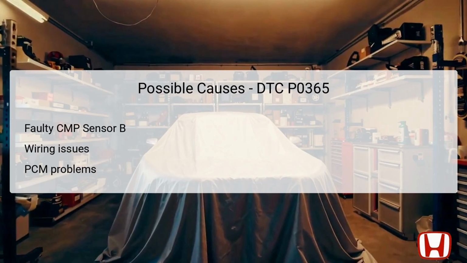There are several possible causes that can lead to the DTC P0365 being triggered. Firstly, the CMP sensor B itself could be faulty, preventing it from producing an output signal to the PCM. Secondly, wiring issues such as open or shorted circuits can disrupt the signal transmission between the sensor and the PCM. Lastly, the Powertrain Control Module may also be the source of the problem if it is malfunctioning and unable to process the signals properly. A thorough inspection of each component is crucial to accurately diagnose and resolve the DTC P0365.